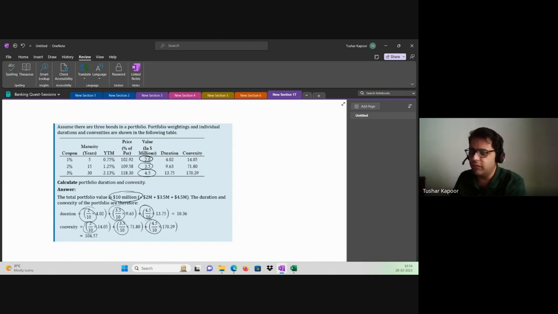If I want to calculate the portfolio duration, I'll have to multiply 2 by 10 with 4.02, plus 3.5 by 10 with 9.36, plus 4.5 by 10 with 13.75, giving me a final answer of 10.36, which is considered my portfolio duration. In a similar way, we can also talk about convexity, where 2 by 10 is multiplied by 14.05, plus 3 by 10 multiplied by 71.80, plus 4.5 by 10 multiplied by 170.29, and we get our answer 104.57, which is now the portfolio convexity.